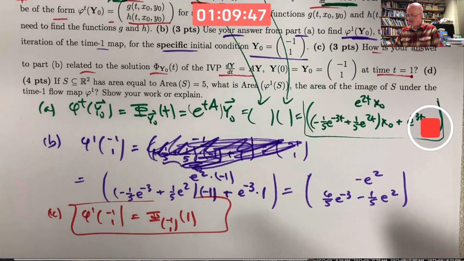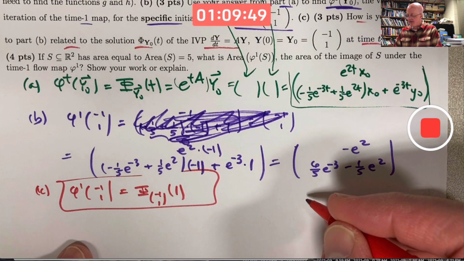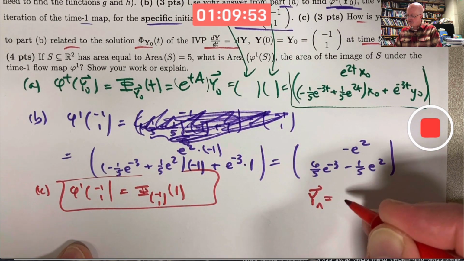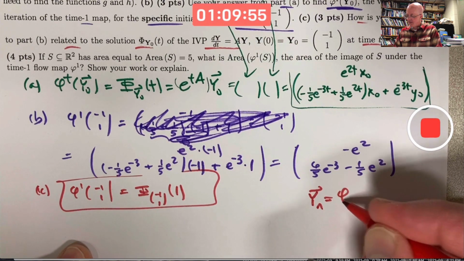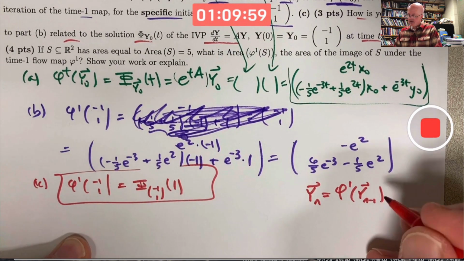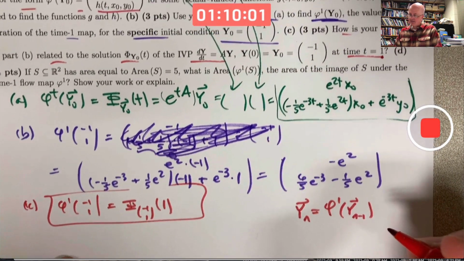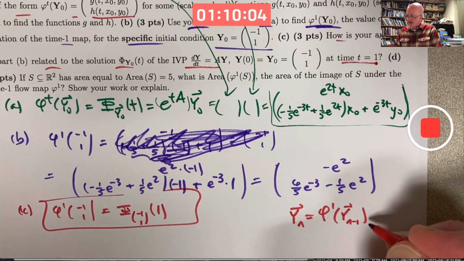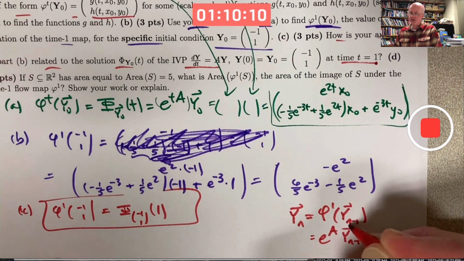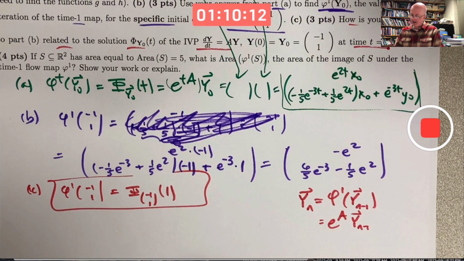I didn't write the difference equation here, but I could write it. The difference equation that I'm really iterating is y_n equals the time 1 flow map applied to y_{n-1}. And based on using the matrix exponential, that would be the same as taking e to the t times A, which is 1 times A, which is e to the A, times y_{n-1}. That's the difference equation that I'm iterating here when I'm talking about applying the time 1 flow map.